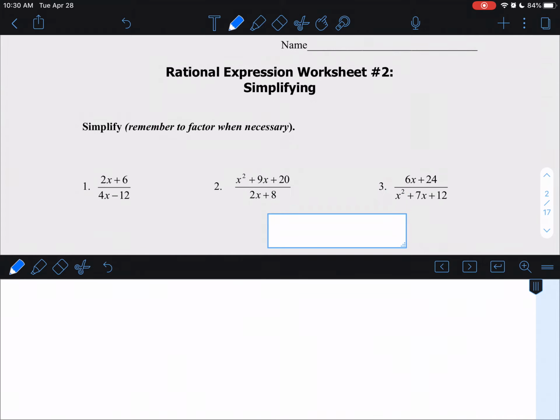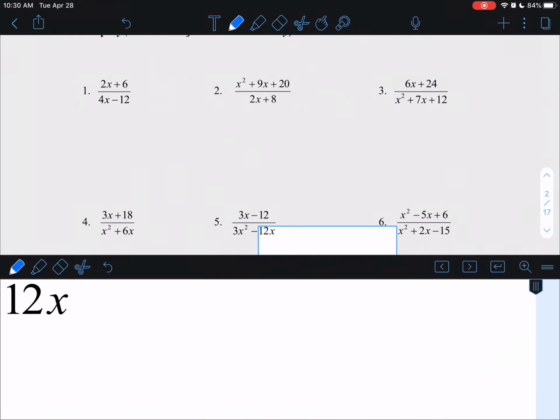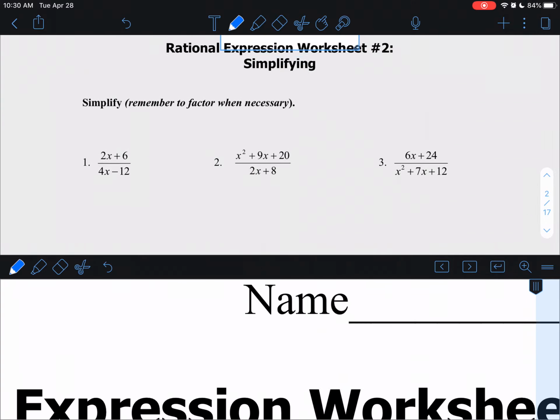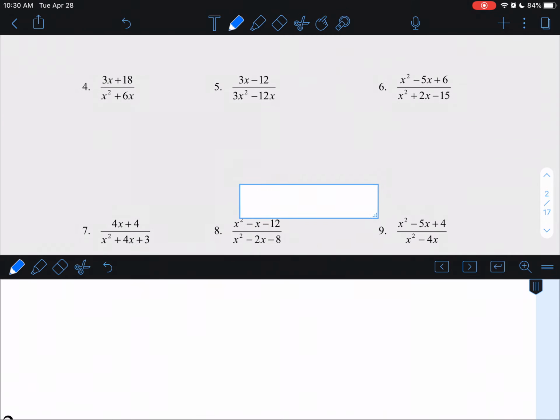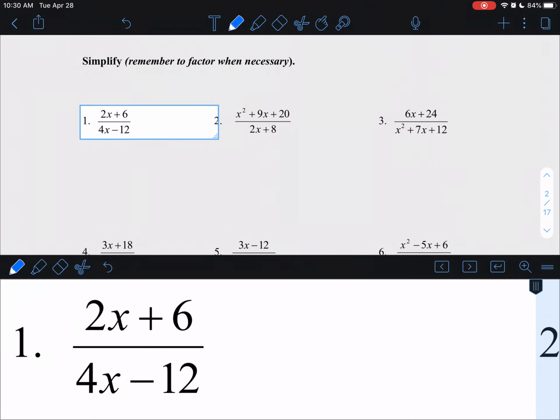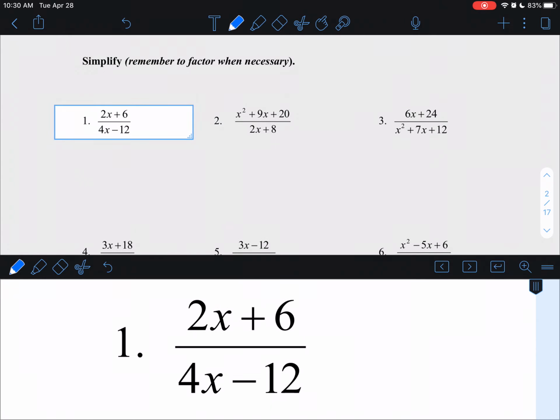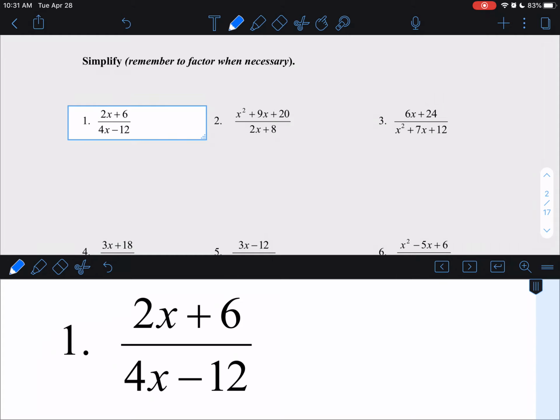Now let's go down to, it says rational expression worksheet number 2, simplifying. Okay, so this one may look a little bit trickier, and I guess it is, but it's, again, not too bad. So with the last one, when I was determining how I could simplify things, I was factoring the numerator and the denominator, determining what I could pull out of both. So here, I'm going to do the same thing. I have 2x plus 6 over 4x minus 12.